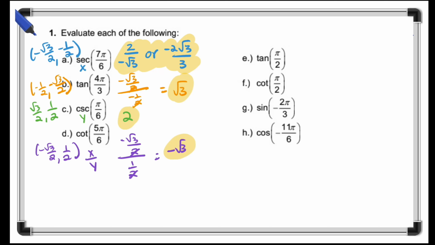In pi over 2, our terminal point is 0, 1. So with tangent, it is the same thing as y over x. And again, remember that 1 over 0 is not 0. That is actually undefined.